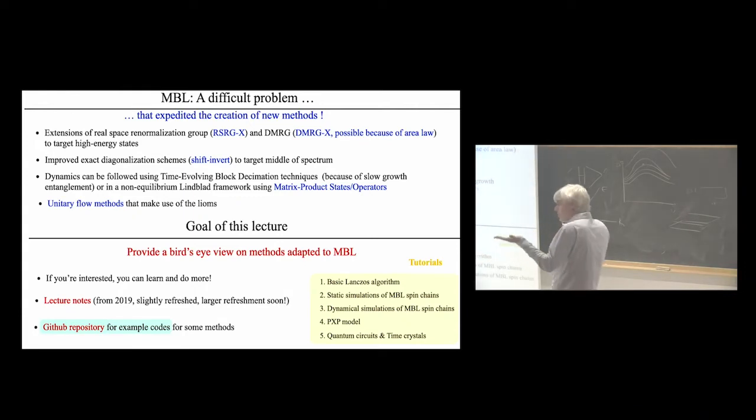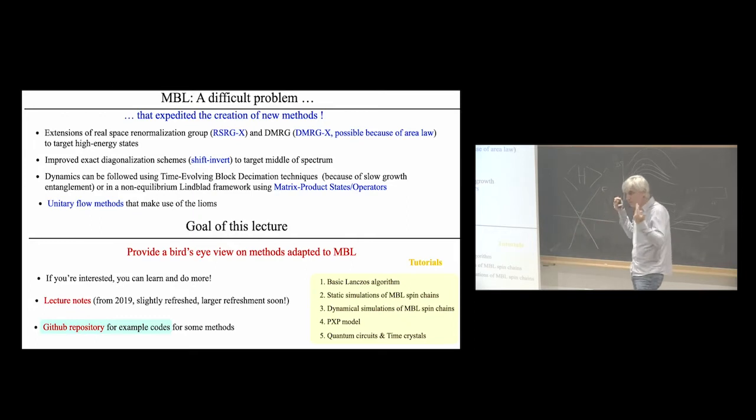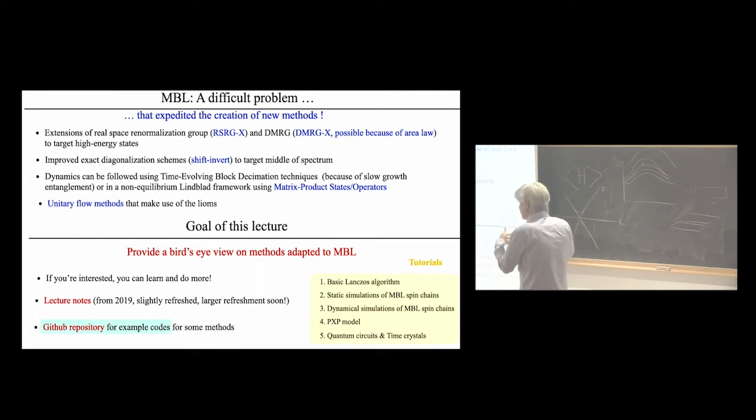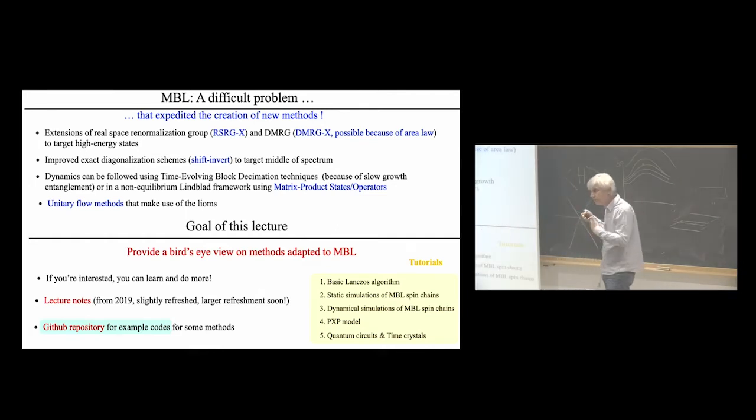Nevertheless, the MBL problem made us, let's say computational physicists, think about new methods and new ideas to torture our favorite method to make it work for the MBL problem. And that actually created a lot of new methods. I will not cover all of them, but they are listed here. But there are new ideas that really are specialized for the MBL problem, and I will tell you a bit about that.